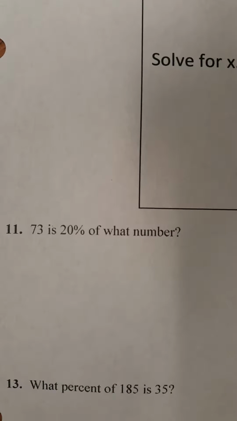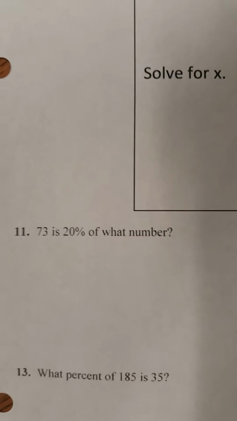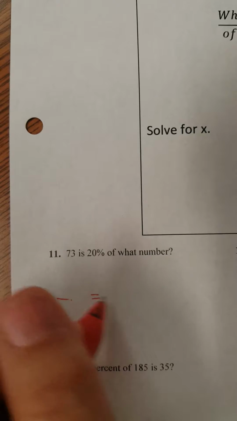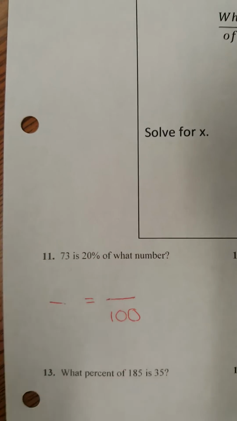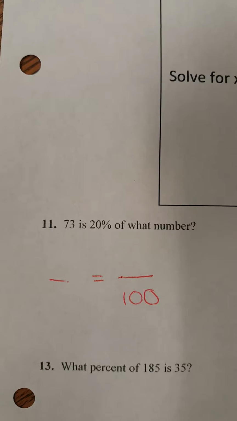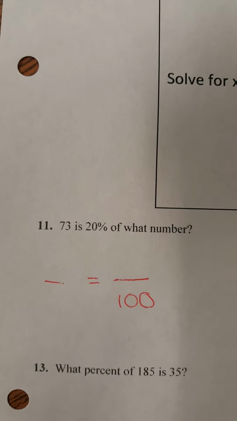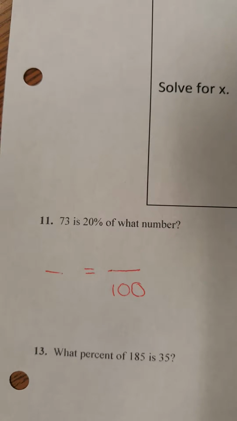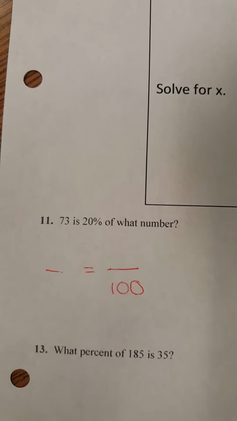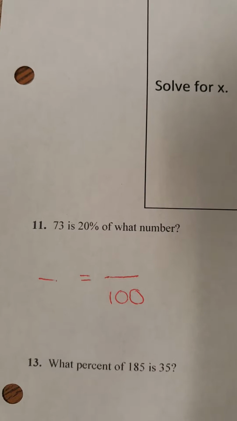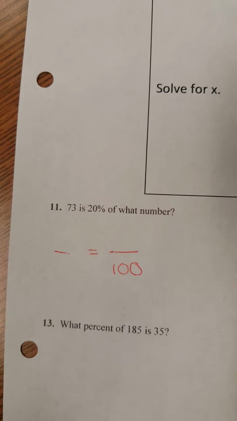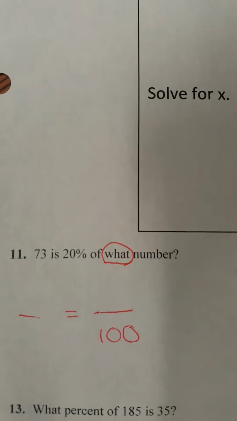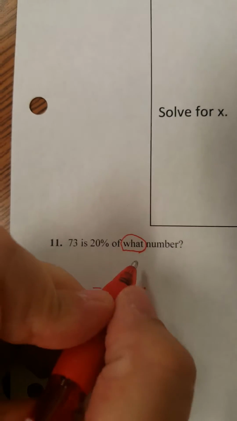The first problem is 73 is 20% of what number? And remember, what I like to do is set up the proportion first, because you're always going to have a fraction bar equals a fraction bar over 100. The first thing I like to identify is my variable, because sometimes that can be the hardest thing to figure out. So I like to do it first. The word what is your clue. The word what represents your variable.